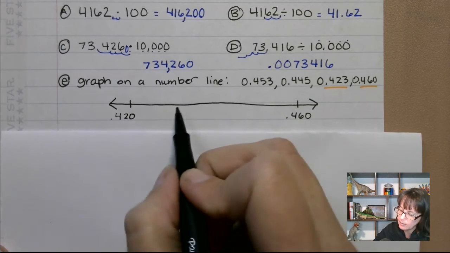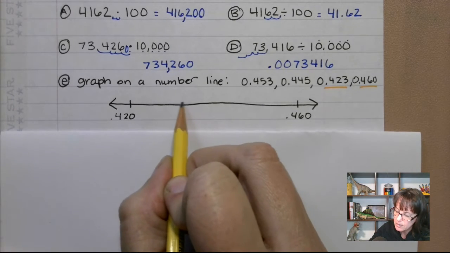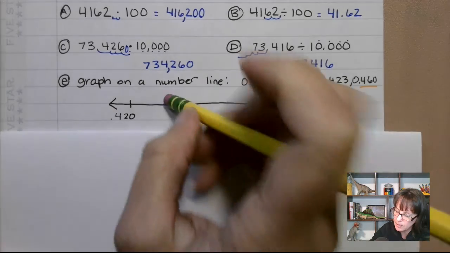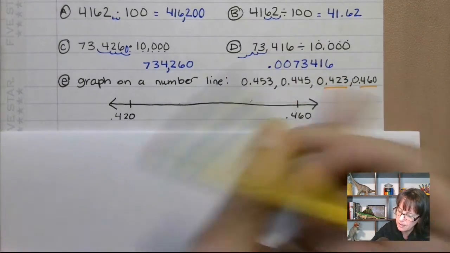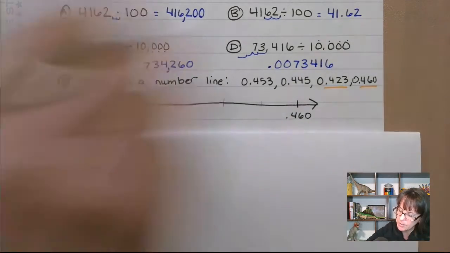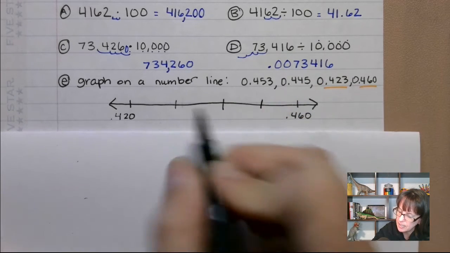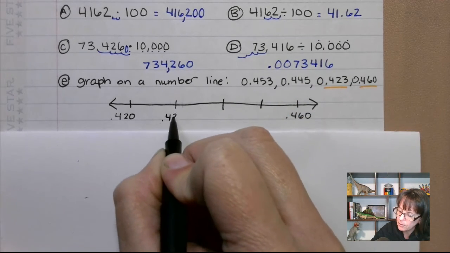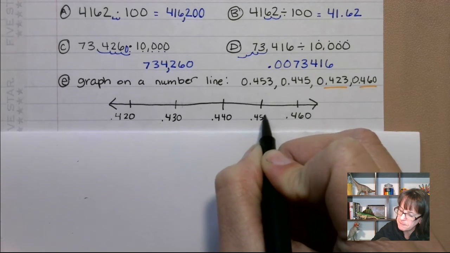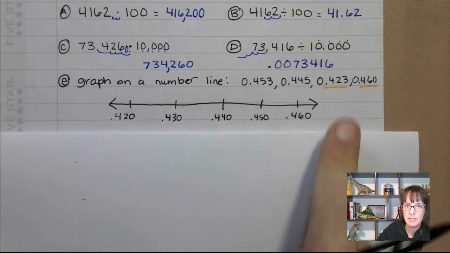So then we say, okay, I'm going to do this with a pencil because I know I will mess this up. So let's say we go 30, 40, 50, maybe make it like right there. All right, so 30, 40, and 50. Okay, so let's do that with a pen now. So 30, 40, and 50. So this is 0.430, 0.440, 0.450, and then 0.460.